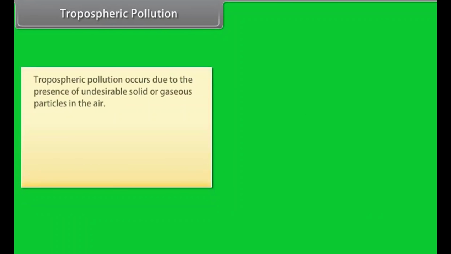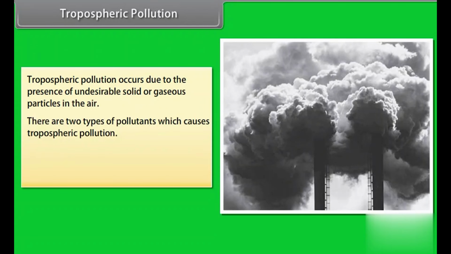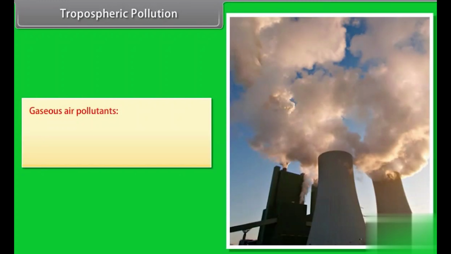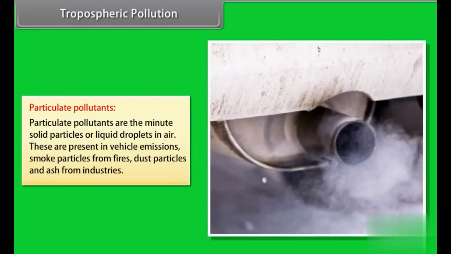Tropospheric pollution. Tropospheric pollution occurs due to the presence of undesirable solid or gaseous particles in the air. There are two types of pollutants which cause tropospheric pollution: gaseous air pollutants and particulate pollutants. Gaseous air pollutants. These are oxides of sulfur, nitrogen and carbon, hydrogen sulfide, hydrocarbons, ozone and other oxidants. Particulate pollutants. Particulate pollutants are the minute solid particles or liquid droplets in air. These are present in vehicle emissions, smoke particles from fires, dust particles and ash from industries.